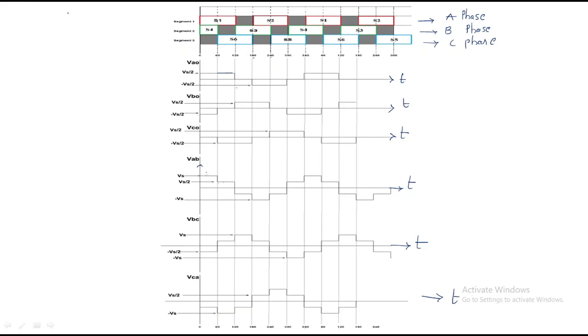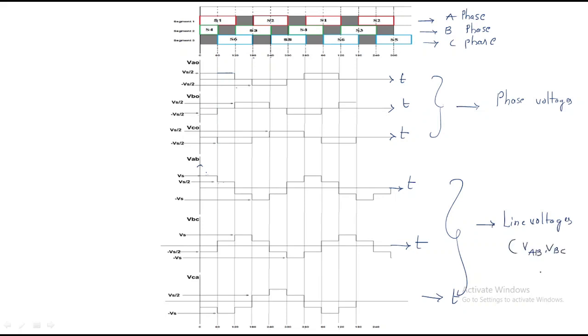So VA naught, VB naught, VC naught, these three are phase voltages of the inverter. This is the voltage between the neutral point and the phase. And these three, VAB, VBC, VCA, are the line voltages. Line voltages represent the voltage between two phases, while phase voltage represents the voltage between phase and the neutral point.